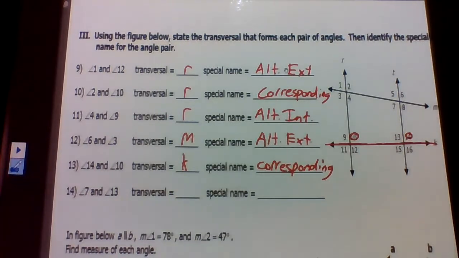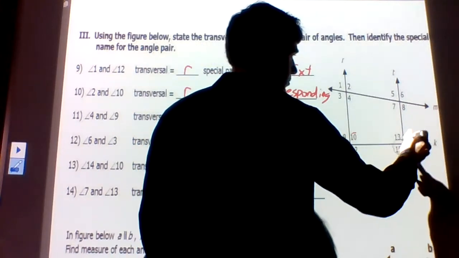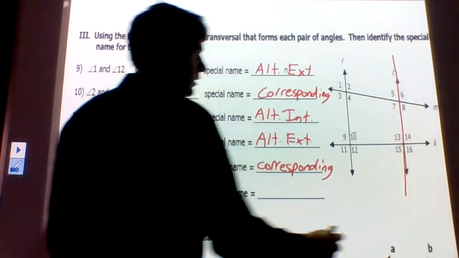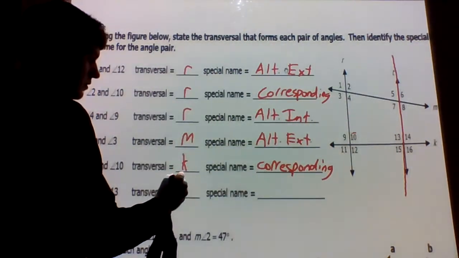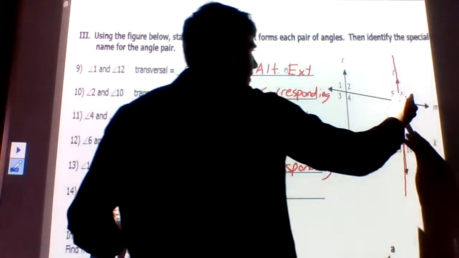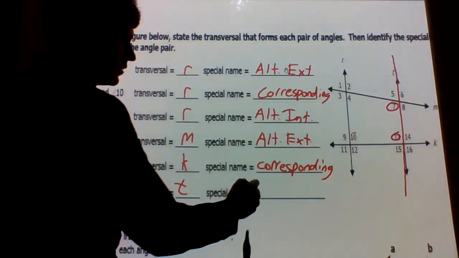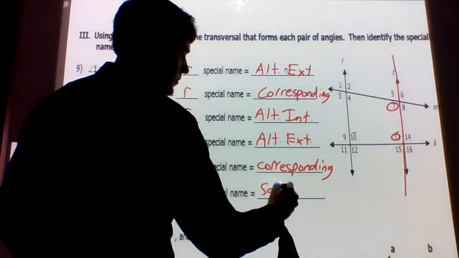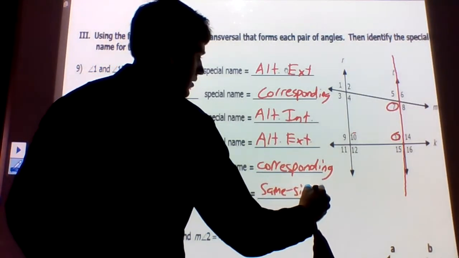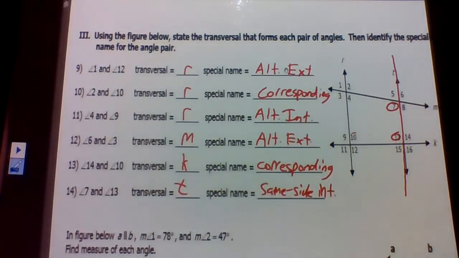Okay, and then 7 and 13. Again, we got to switch over to the line that goes through both 7 and 13. That's going to be RT. And those are on the same side of the transversal, and they're in between the two lines. They're in between M and K, so they're same side interior, or consecutive interior. Same side interior. Also known as consecutive interior.